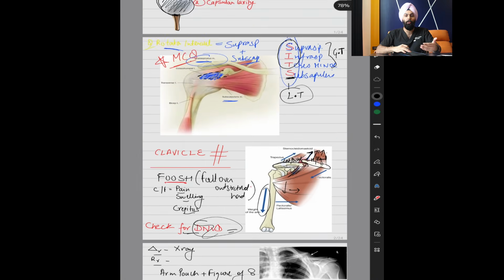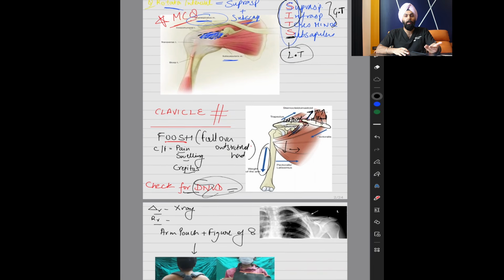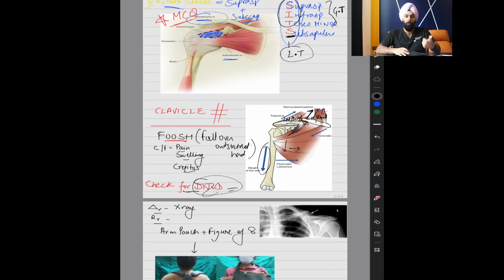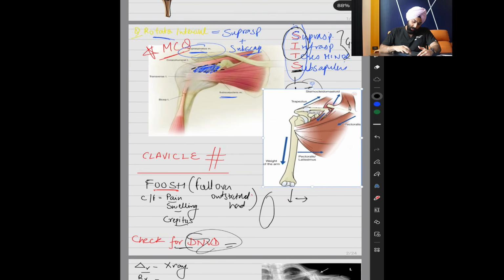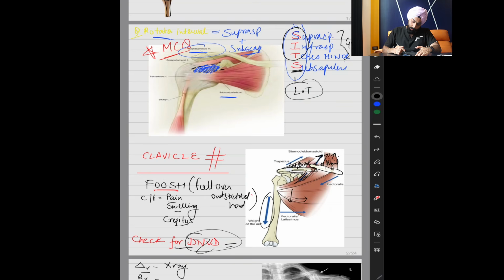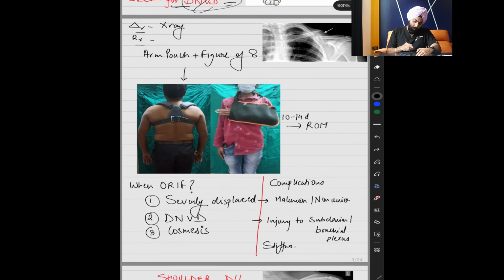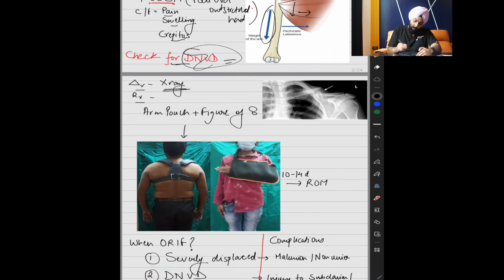So this is the routine displacement that we get in mid-shaft clavicle fractures, which is the most common site of clavicle fractures. Diagnose कैसे करेंगे? Sorry. So for diagnosis, we move on to the X-ray. इसमें basically we can see the same thing, the displacements of the proximal and the distal fragment.